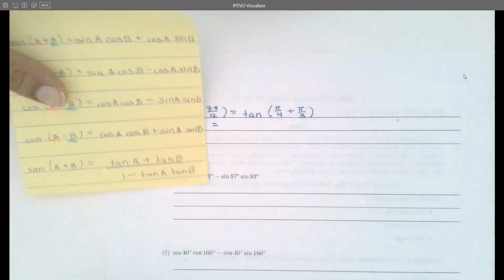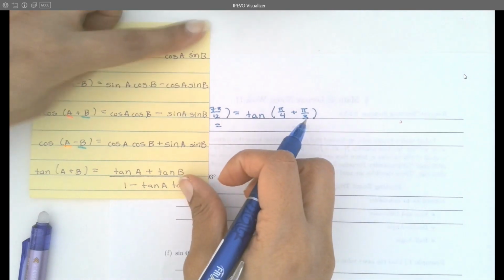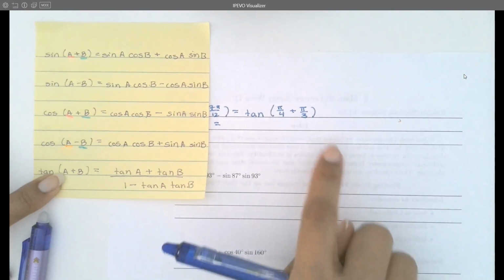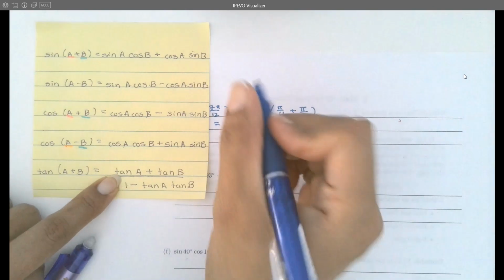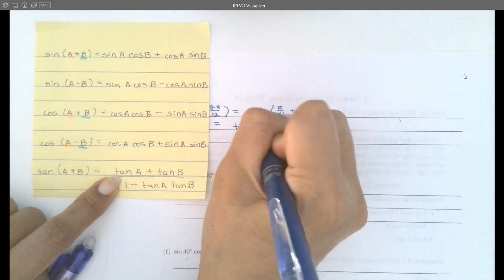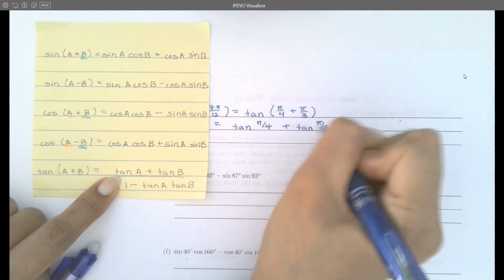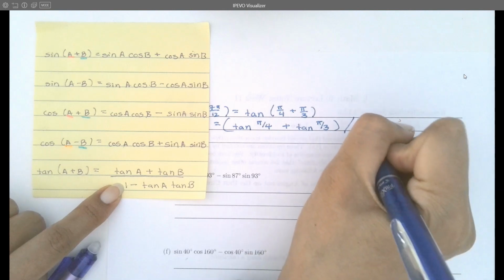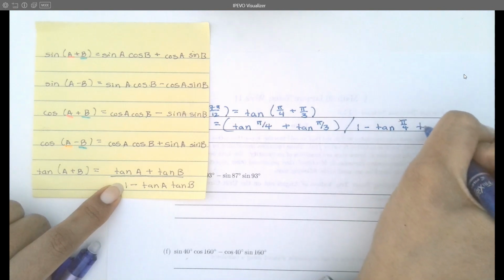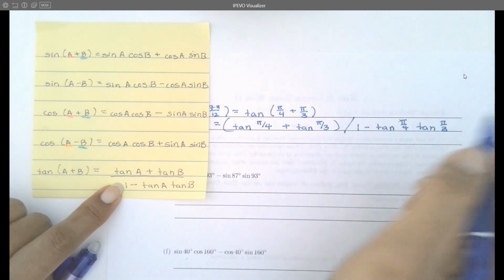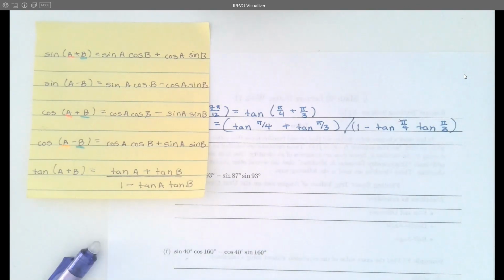Okay, and so now that we have the formula, we can come to this problem and start replacing in some values. So tangent of a, that's pi over 4, plus b, which is pi over 3, will be tangent of the first angle, that's tangent of pi over 4, plus tangent of the second angle, that's tangent of pi over 3, divided by 1 minus tangent of the first angle times tangent of the second angle. And all of that is in the denominator.